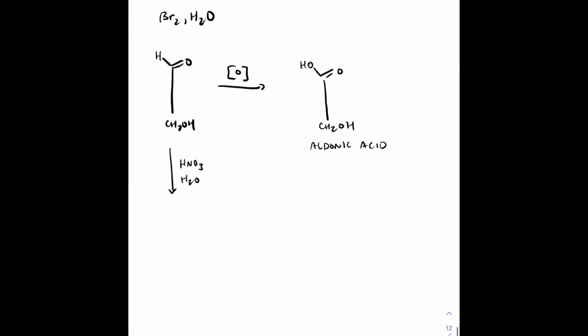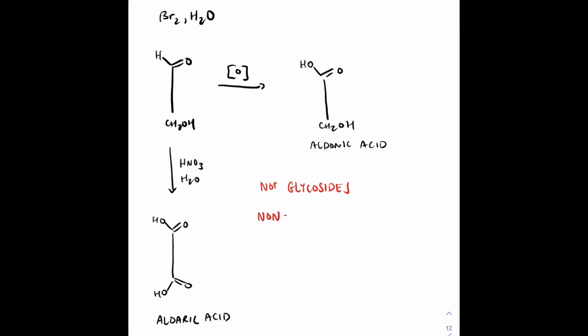So those three are going to convert your aldehyde to a carboxylic acid, whereas if you wanted to oxidize the terminal CH2OH as well, you can use nitric acid and water, and that converts both ends to a carboxylic acid, giving you something called an aldaric acid. Whereas if you only converted the aldehyde to a carboxylic acid, that would be called an aldonic acid.